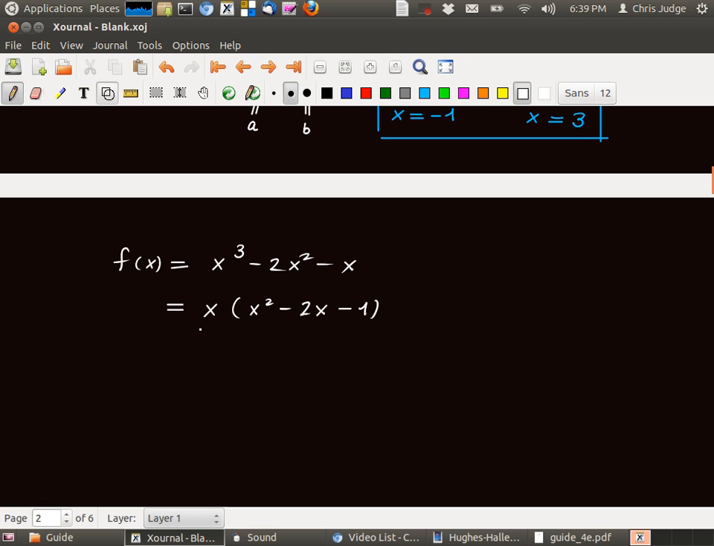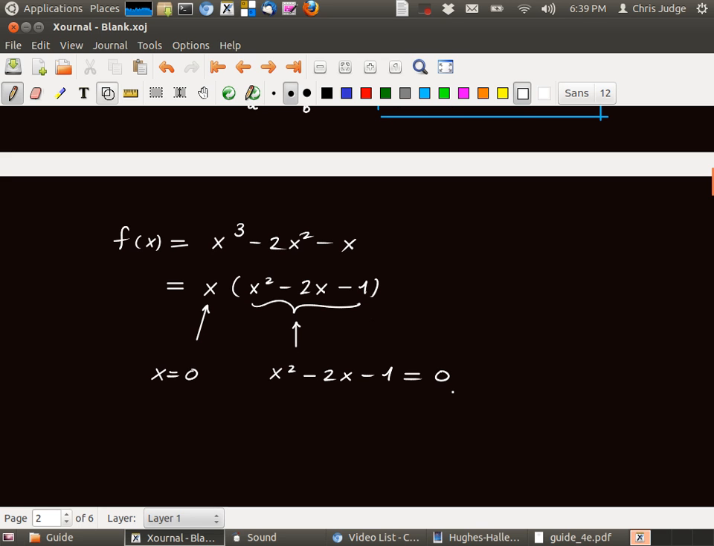Now f of x is going to be 0 if either this is 0 or this is 0. So one or the other. This is 0 if x is equal to 0. Okay, so that's one zero. And then this is 0 if and only if x squared minus 2x minus 1 is equal to 0. For this, I can use the quadratic formula or try to factor so I can find its zeros. Once I do that, I group them together with x equals 0 to find all the zeros of f of x.